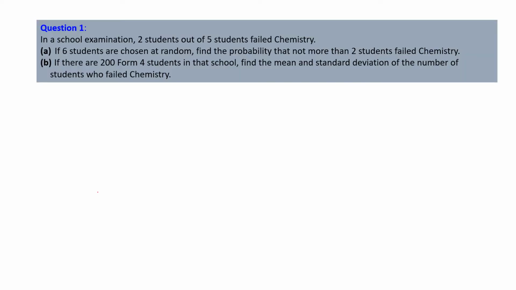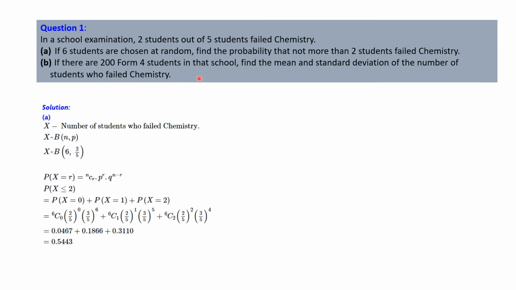Question 1. In a school examination, 2 students out of 5 students fail chemistry. A. If 6 students are chosen at random, find the probability that not more than 2 students fail chemistry. So from the question, we know that 2 out of 5 students fail. So our probability p is 2 over 5. And question A stated that 6 students are chosen at random, so our value of n is equal to 6. Then we are asked to find the probability that not more than 2 students fail.